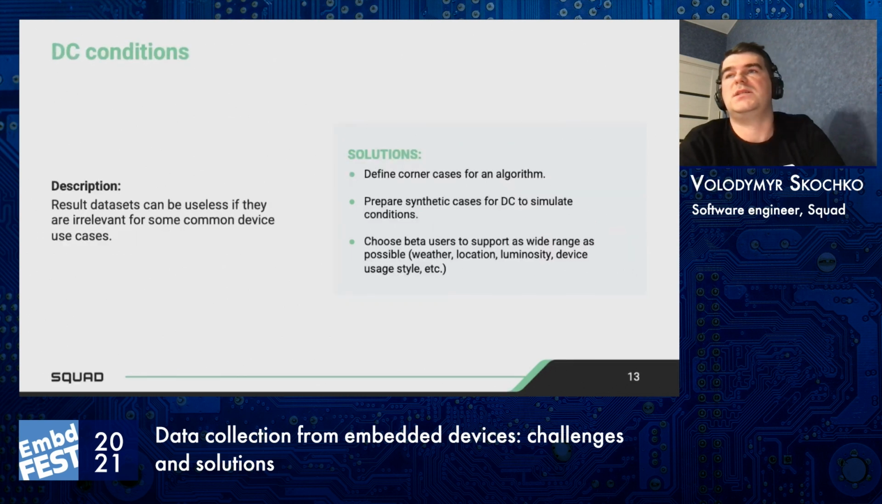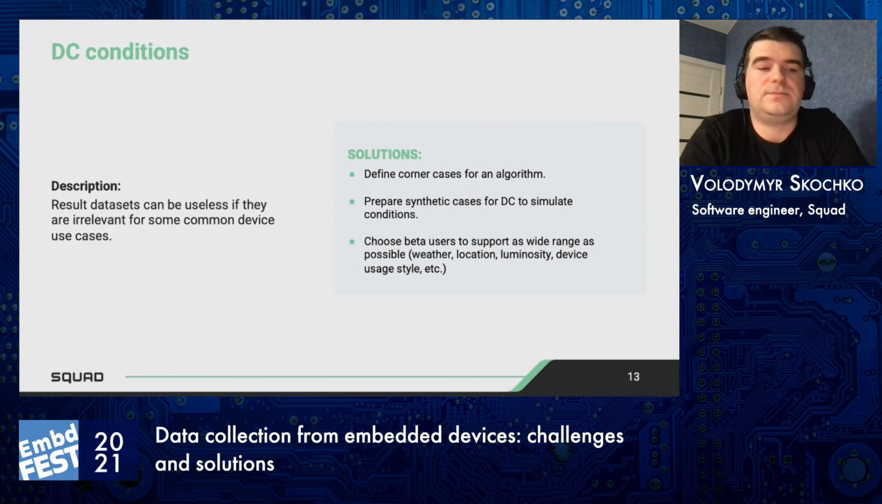Let's go to the next challenge. The next challenge is data collection conditions. Result data sets can be useless if they are irrelevant for some expected use case. So if you plan to use your device in both Arctic zone and equator, and you collect data only with positive values of temperature, then you may face some big surprises after release. So the main idea of this challenge is to cover all possible conditions as much as possible.